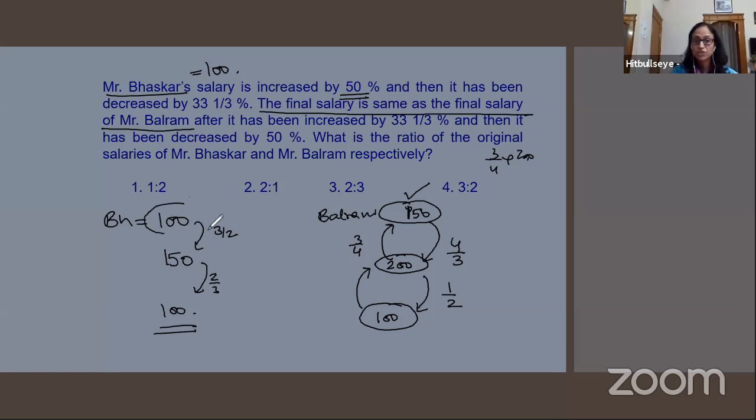I took the original salary of Bhaskar as 100 rupees. The question was asking for Bhaskar's salaries ratio with Balram, the original ones. So the original ones were in the ratio 100:150, right? So simplify this ratio to get the right answer. Please do not make a mistake of finding the wrong order. That's going to be very sad for you that you solved the question entirely, but just while answering, you made a very silly mistake. All right.